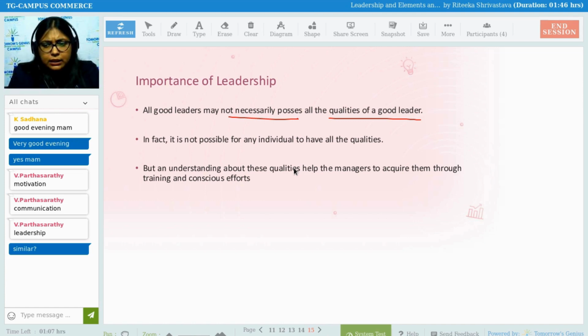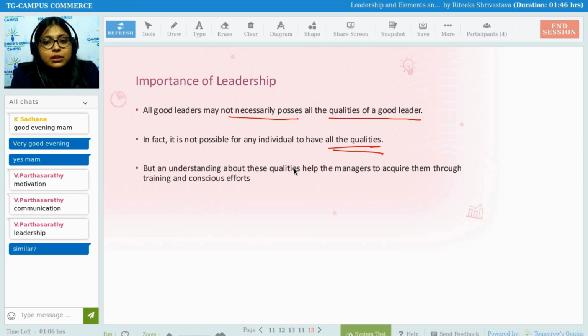Let's talk about ourselves only. We all are so different from each other. What I have will not be had by you. What you have, I will not have. Everybody possesses some or the other kind of qualities, right? The same way in the case of a leader also. A few leaders will have a few qualities, another leader will have other qualities. It is not possible that one leader has all the required qualities. So it is not possible for an individual to have all the qualities. As I said, it does not happen that one leader has all the qualities.